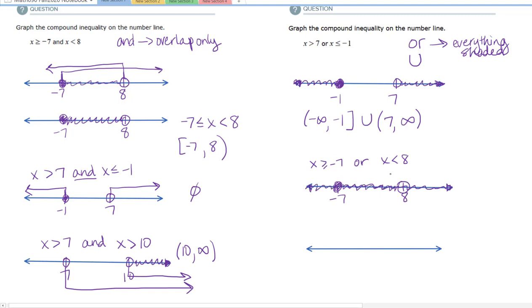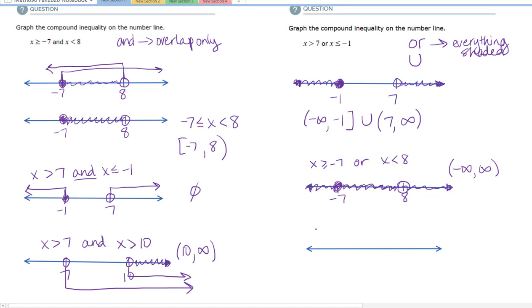And so remember, or is everything that you shaded. Well, look what we've shaded. The entire number line is shaded. So that means the answer, or the solution set, is the whole number line. And to write that as an interval, it's just -infinity to +infinity, and you use parentheses. So this can happen with or, and only with or will you end up with a whole number line shaded.